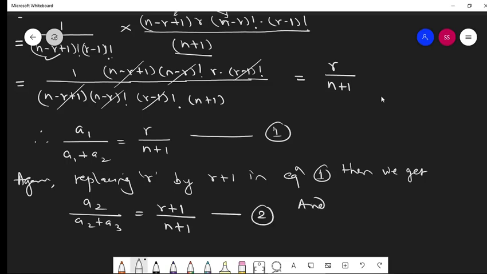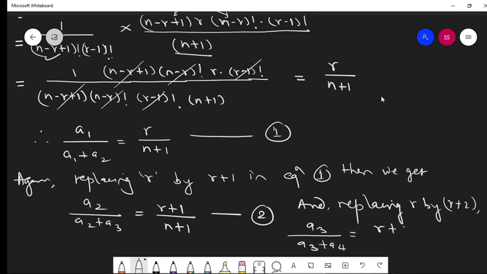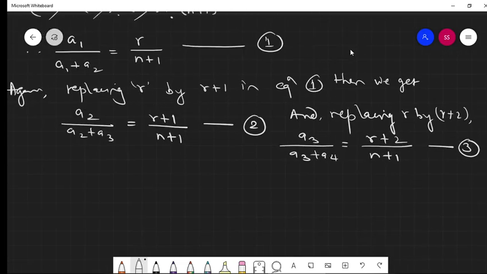Again, replacing r by r plus 2, similarly we can replace r by r plus 2, then the pattern becomes a3 over (a3 plus a4) equals (r plus 2) over (n plus 1). This relation is the third relation.